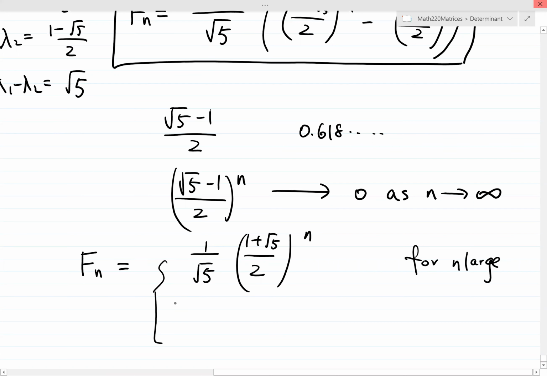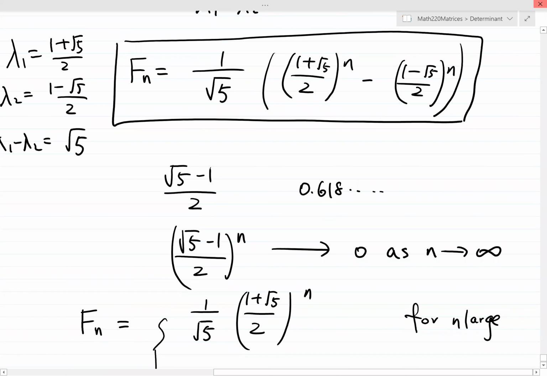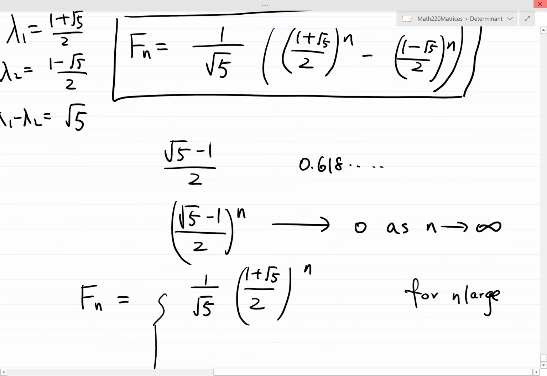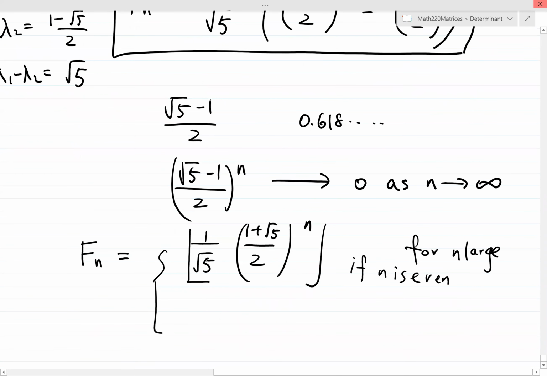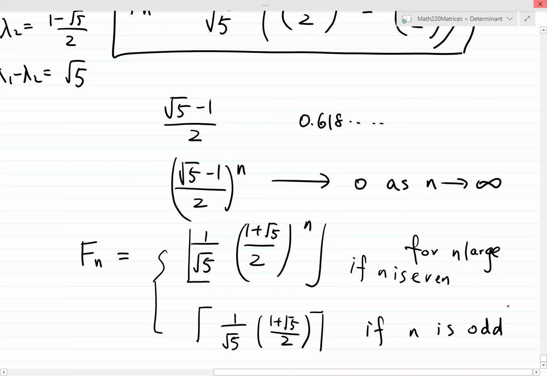So let's just write more explicitly. If n is even, we subtract a term that is positive, so Fn is less than this thing. So it's a floor if n is even. If n is odd, Fn is this quantity plus a positive term. So in that case it is the ceiling, if n is odd.